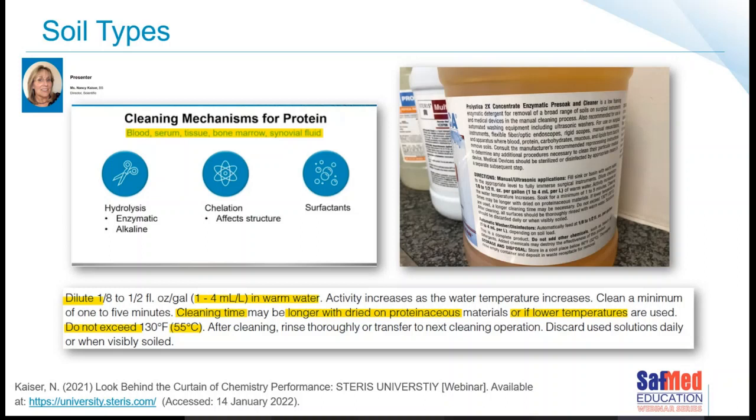They break down. And if you think about it, proteins, if you have some fried eggs for breakfast, you don't wash the plate immediately. Those fried eggs sit on that plate and it becomes quite hard to get them off. We know that as proteins dry, they are harder to remove. Proteins are not easy to manage.